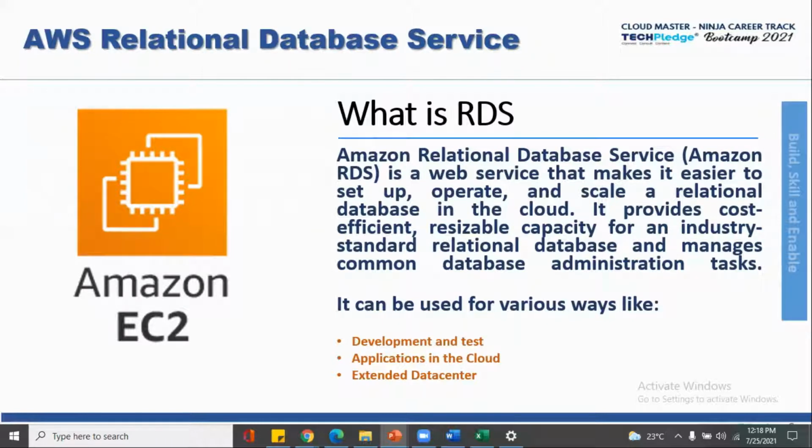Everything, including all these tasks, will be done by Amazon RDS, and it is very easy to use. It is very easy to set up replication to enhance availability, and it is also reliable for production workloads. This is what RDS means in the AWS RDS service. It can be used in various ways: for extended data centers, for applications in the cloud, and for testing and development. This is how RDS is used.